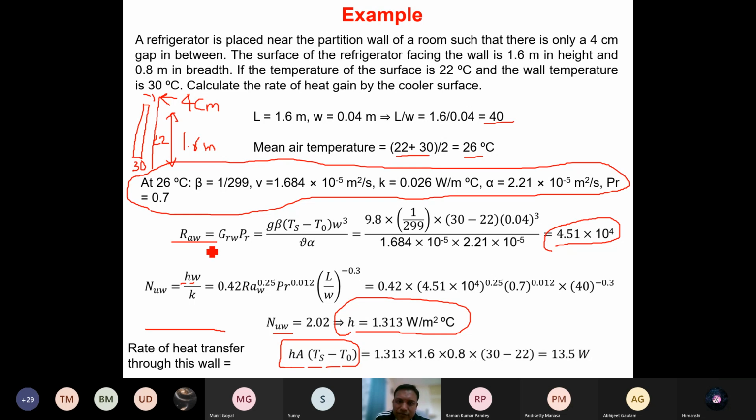Is it clear to everyone? Hello? Hello? Yes, sir. Does it make sense to everyone? Okay, so this is the end of this natural convection chapter.